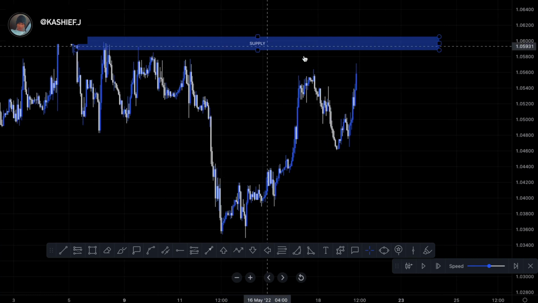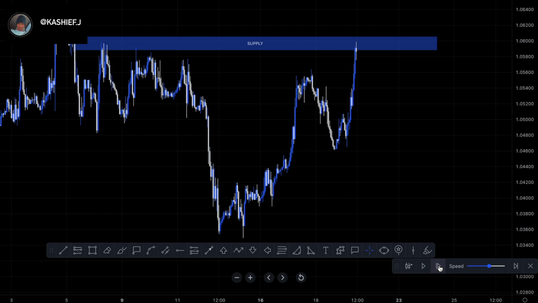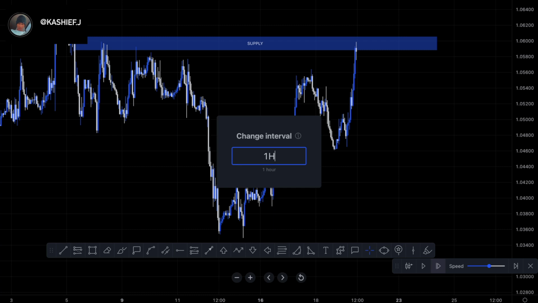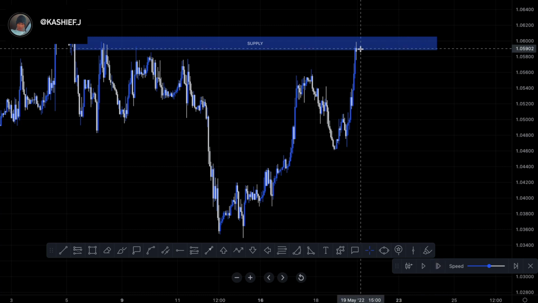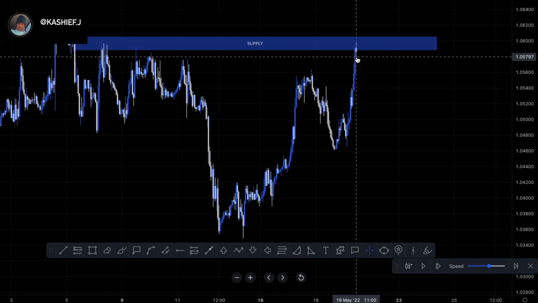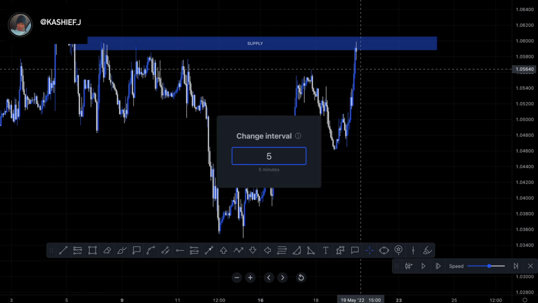Here I identified that supply, and I realized that the market tapped inside my area, and that's when I started to say, all right, I'm starting to focus on this specific trade. All right, so that's when I moved on to my 10-minute time frame.